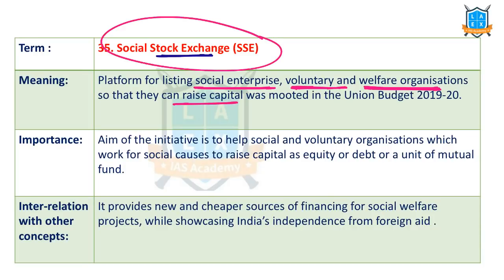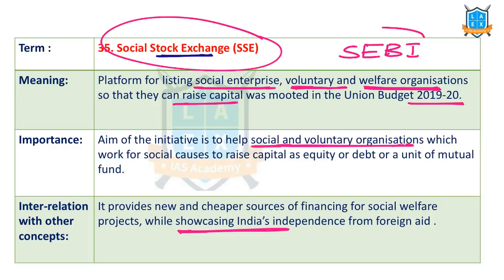There is this platform provided through SEBI in the last year's budget 2019-20 that is called Social Stock Exchange. This is an initiative to help the social and voluntary organizations to gather the money. It increases the transparency because those who are investing in these agencies will ask, okay, are you being transparent or not? So like that, transparency increases. And who manages these social stock exchanges? SEBI, Securities Exchange Board of India itself manages social stock exchanges.